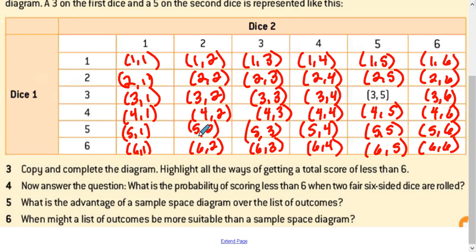So now that we have it filled in, we want to highlight all the different ways of getting a total score less than 6. So when you look at less than 6, we're going to sum them up. Oh, let's change that to a lighter color so we can see them. Sum them up to less than 6.